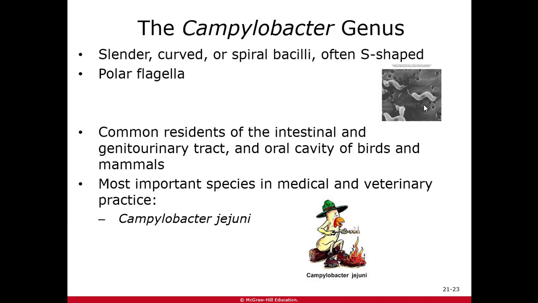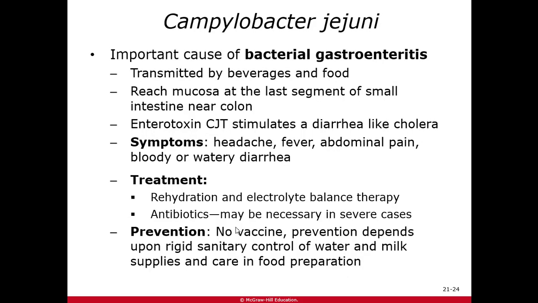Now, the main Campylobacter that causes disease in humans is Campylobacter jejuni. Based on its name, it does affect the intestinal tract. Remember the jejunum part of the intestinal tract. Now, it causes gastroenteritis. So if you eat contaminated poultry, or you can get it from different beverages, it's not just poultry either, but it does affect the small intestines, and the toxin that it makes does stimulate diarrhea like cholera.